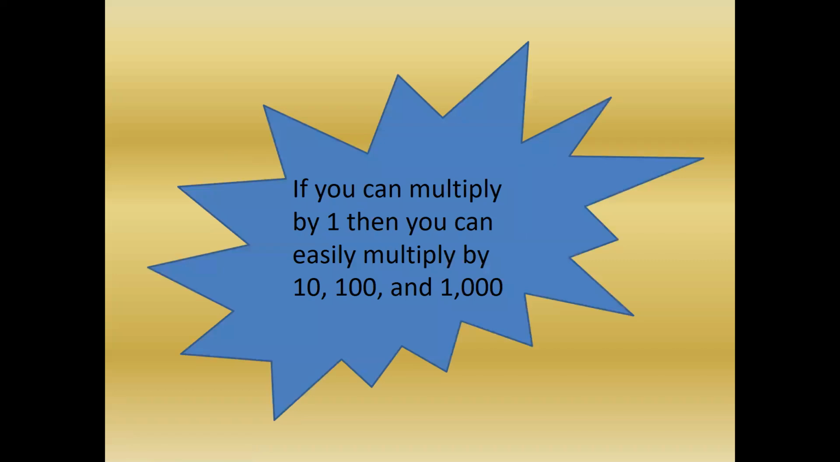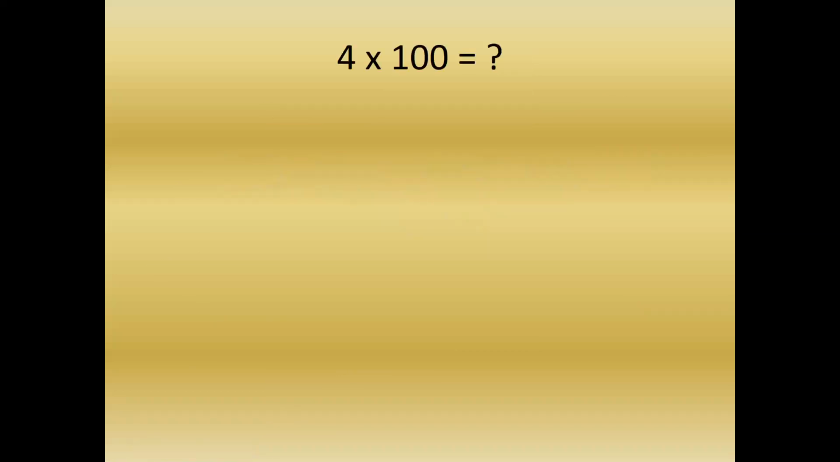Today we're going to be learning about multiples of 10, 100, and 1,000. So if you can multiply by 1, then you can easily multiply by 10, 100, and 1,000. Let's see how to do that. So we have a question like 4 times 100. Seems like a big deal. You have to multiply 400 times. That's a lot of work. So instead, let's do a simple little trick. We have 3 steps for that trick.